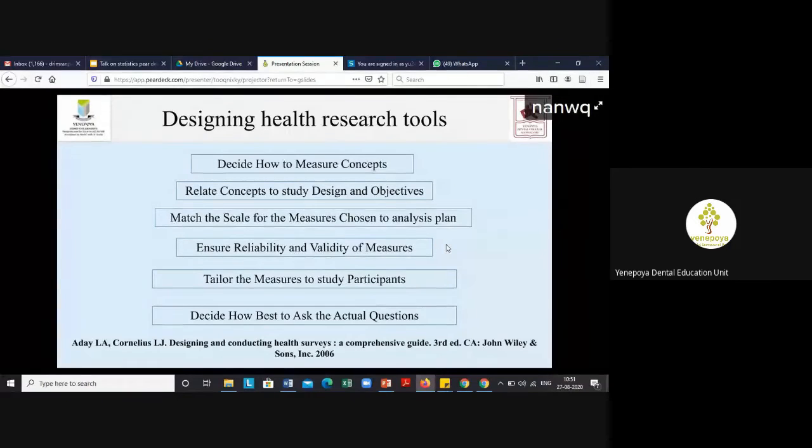Match the scale and measure chosen to the analysis plan. You can use a Likert scale. You can use a yes or no option. I like, I don't like as an option. Definitely, it is based on your objective. Ensure reliability and validity. I'll come back to it in the further slides. Tailor the measures to the study participants, and decide how best to ask the actual questions.